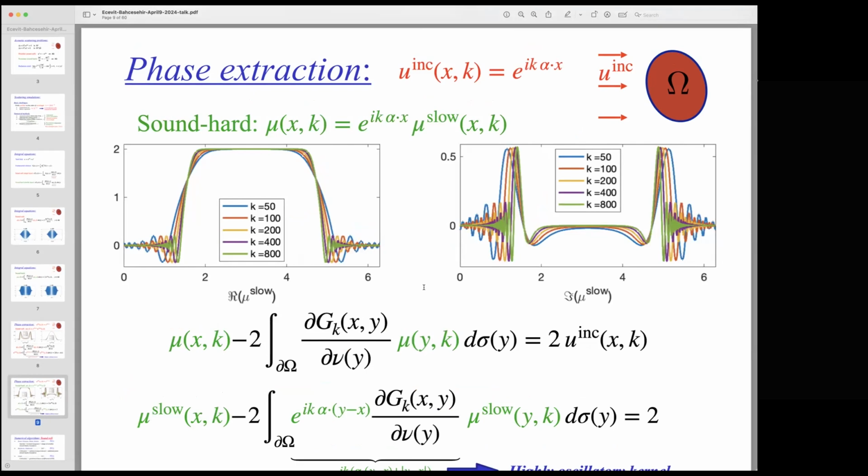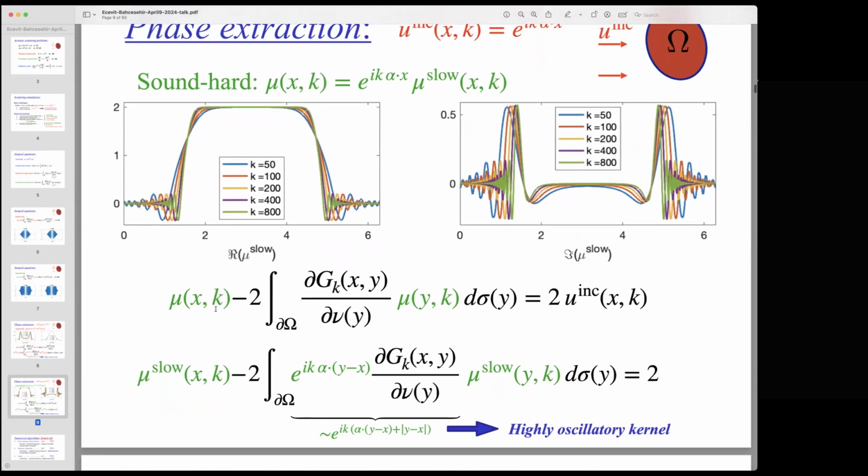Going forward to the Sandhart problem, the situation is similar, right? So you assume a plane wave incidence, for instance. You extract the phase of the incident field, and plot your slow density, mu slow, in these plots. You see that the solution dies off in the shadow region, maybe in a slower way, but it does with increasing k. And similarly, you can play the same game. You start with the integral equation for your unknown mu, the total field, and then extracting its phase, you end up with a similar integral equation. Still, the kernel is highly oscillatory, right?